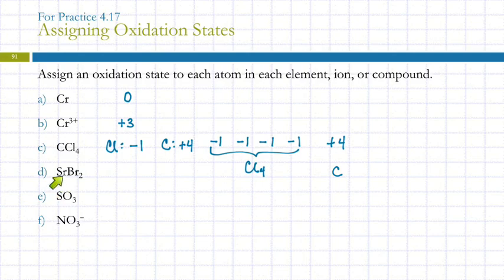So SrBr2, is this a molecular compound or an ionic compound? Strontium is a metal, right? So this is an ionic compound. So to find the oxidation states, we can just look at the ion charges. So strontium makes a 2+ ion, and there are actually bromide ions in this, right? Br minus. These are monatomic ions. Their oxidation state is the same as their charge. So for strontium, its oxidation state is plus 2, because that's what the charge is in the compound. And for bromine, the oxidation state is minus 1, each of them. Any questions?